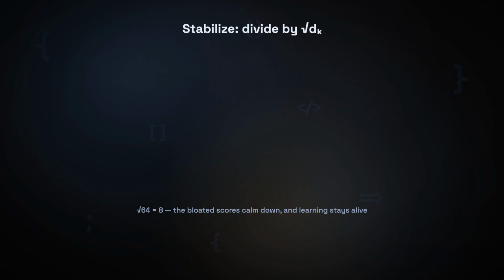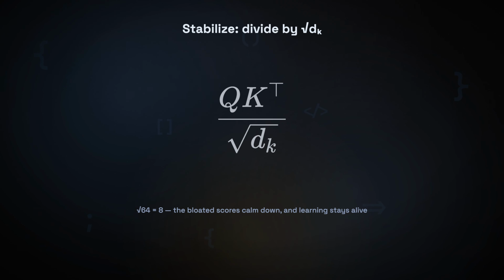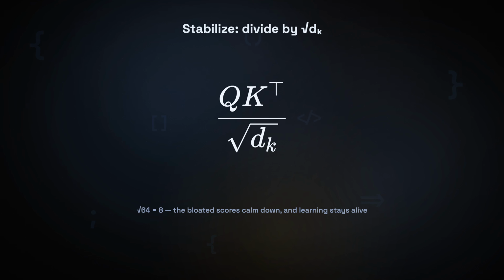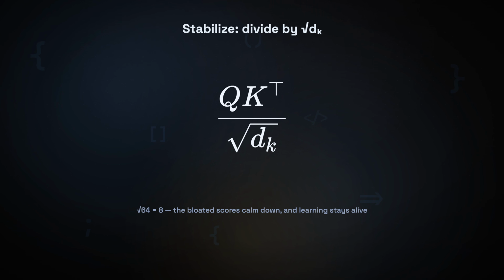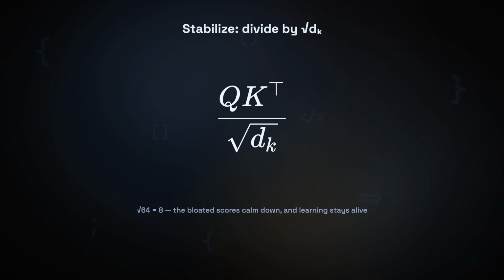Quick stability fix, and I'll keep it short because it's a footnote, not the plot. As vectors get longer, their dot products get bigger, just from having more numbers to add up, not because the words matched any better. Dot two short vectors, and you might get 8. Dot two longer ones, and you get 20, for no real reason. If we feed those bloated numbers into the next step, training stalls. So we divide every score by the square root of the vector's length, 64 in the original model. The numbers calm down, learning stays alive. Watch the grid cool to a tamer range and move on.